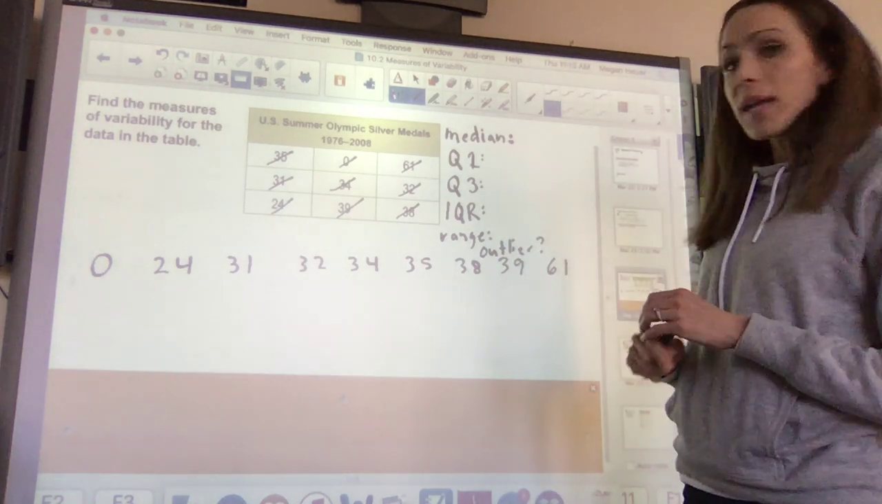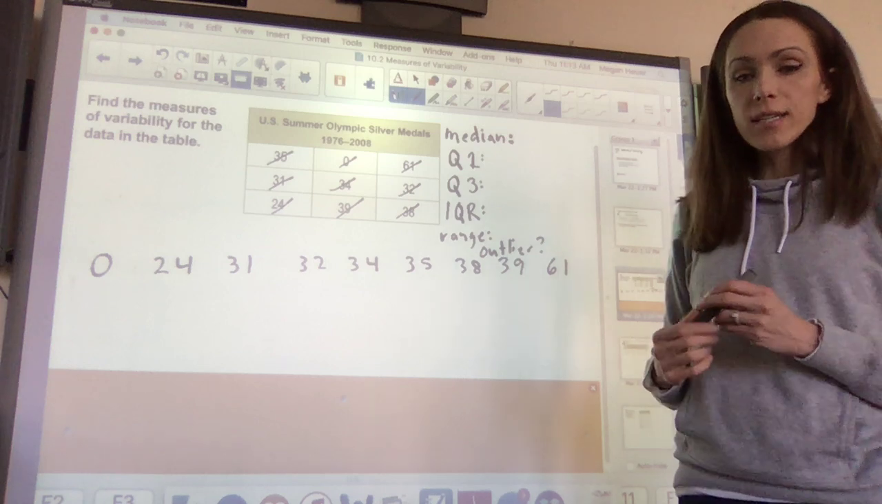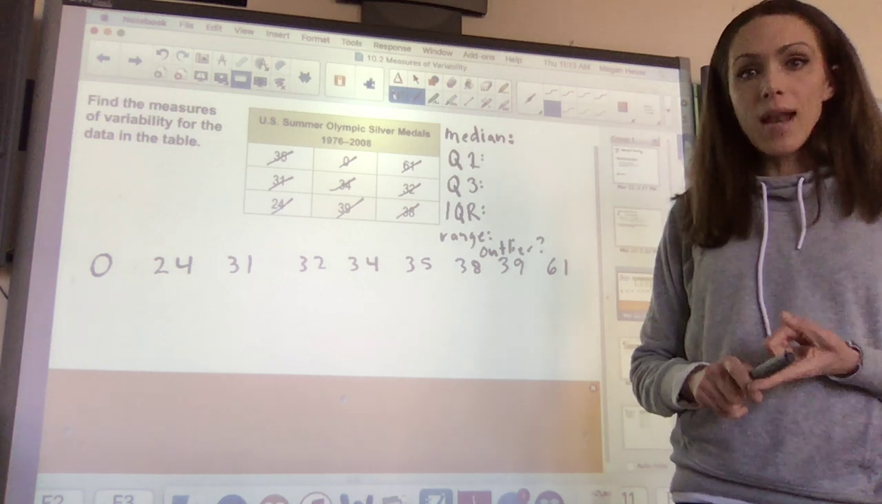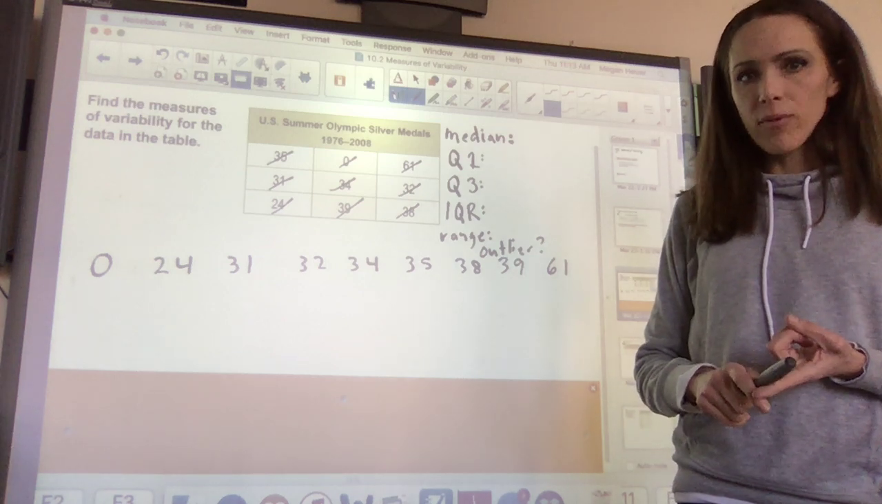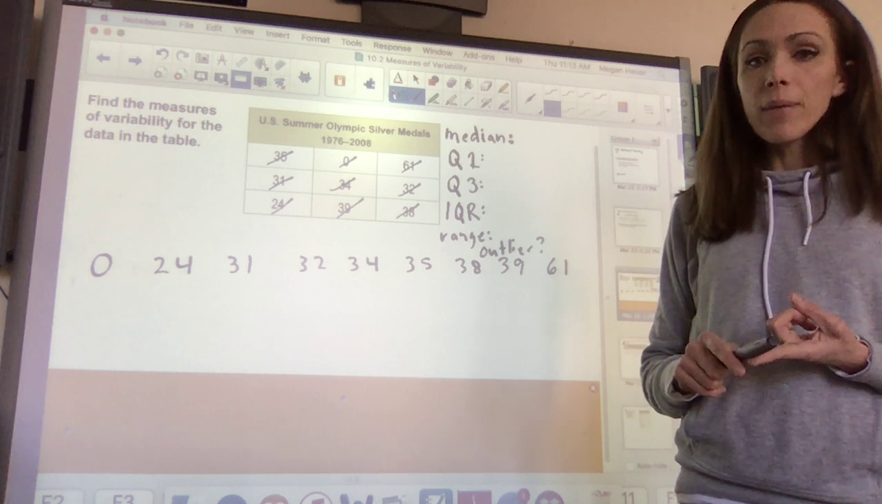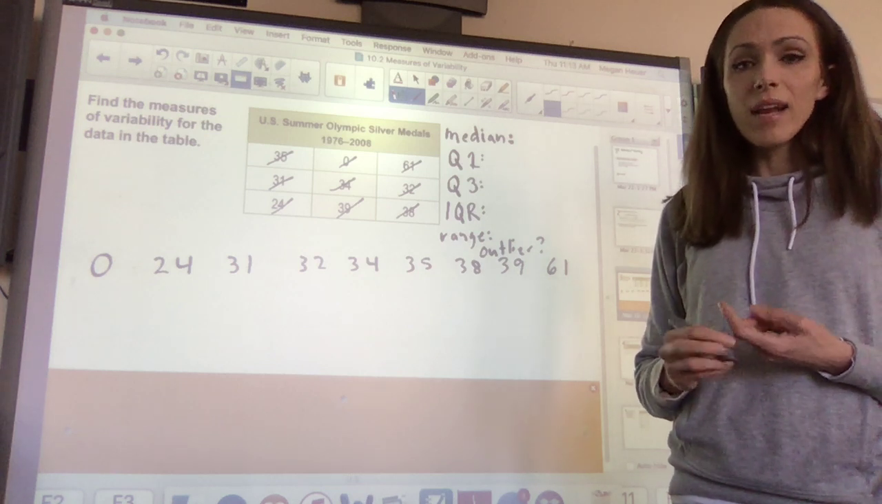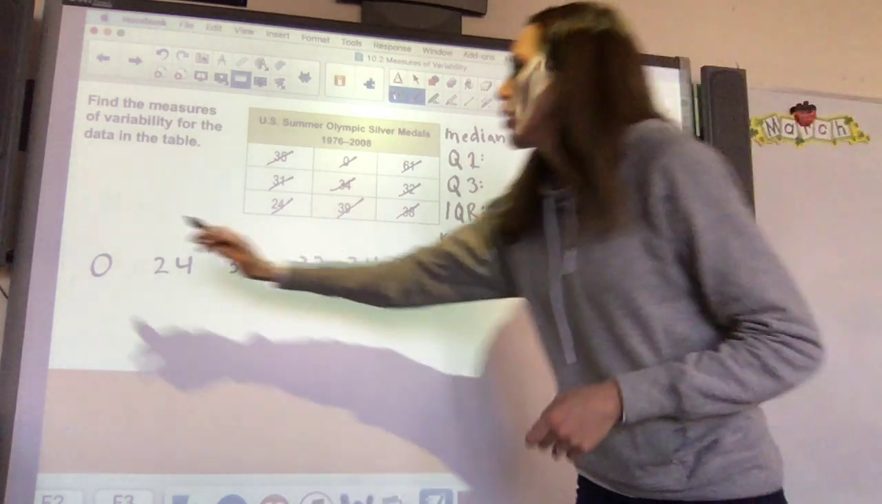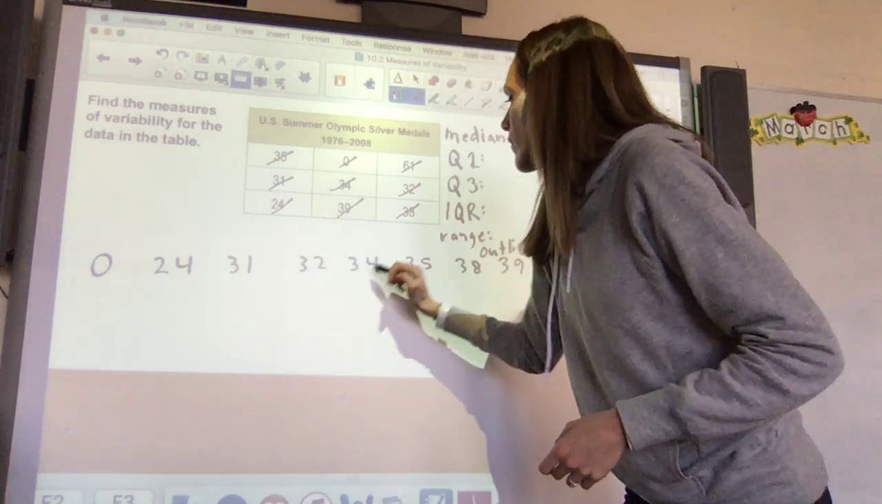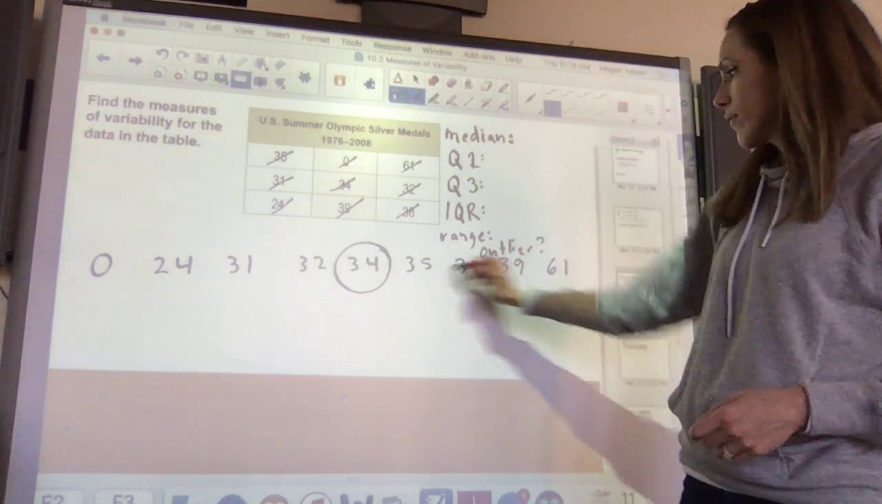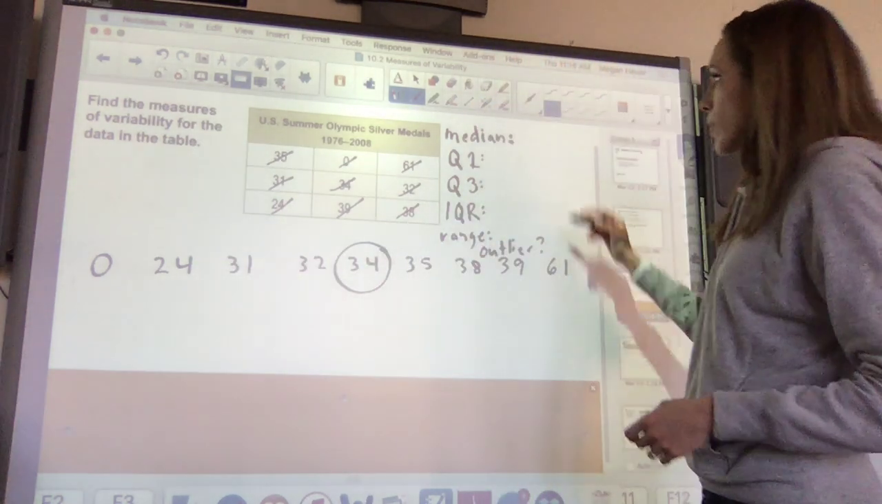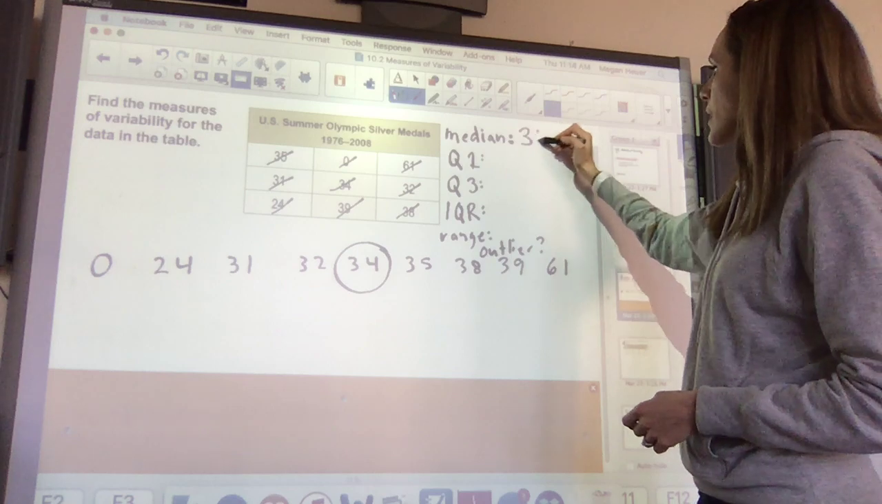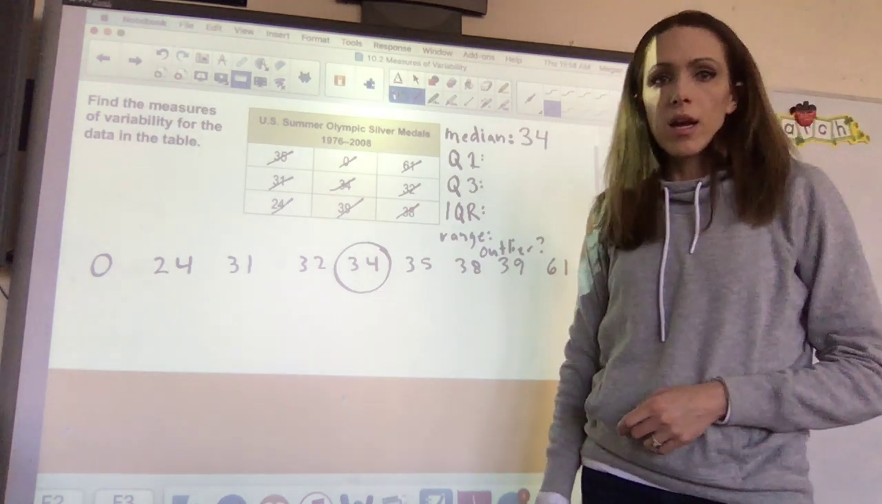So our median. We have an odd number of numbers. So I'm going to do 9, because there's 9 numbers up there, 3 by 3, right? 9 divided by 2, which is 4.5. And then I'm going to circle my 5th number. 1, 2, 3, 4, 5. So I have 4 data points above and 4 below. So my median is 34.